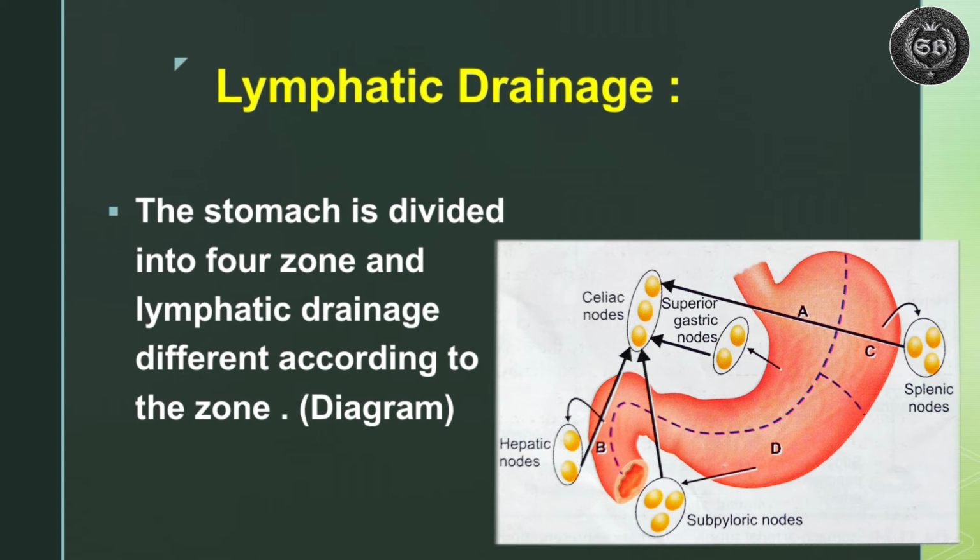Now lymphatic drainage. The stomach is divided into 4 zones and the lymphatic drainage differs according to the zone. Here the stomach is divided into 4 zones. The A zone is drained by superior gastric nodes, B zone is drained by hepatic nodes, C zone is drained by splenic nodes, and the D zone is drained by subpyloric nodes. And all these 4 zones drain into celiac nodes.